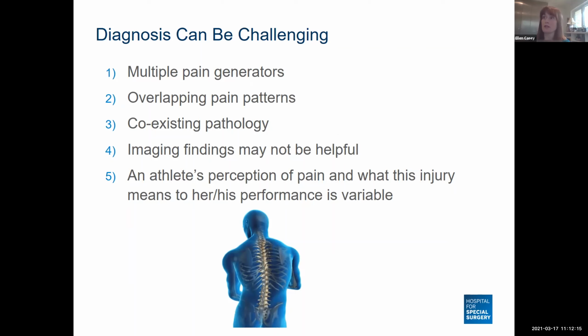So you can have arthritis in the spine and arthritis in the hip. And they can sort of drive each other. If you're limited in your hip range of motion and you're a golfer, you're going to need to get more motion from your back, and that may load your facet joints, for example. So you can have different areas of pathology interact with each other. Imaging findings might not be helpful, and we'll talk more about that later on in the talk. And then an athlete's perception of the pain, what the injury means to her performance or his goals, is really an important part of any pain picture, but with low back pain, certainly this comes into play.